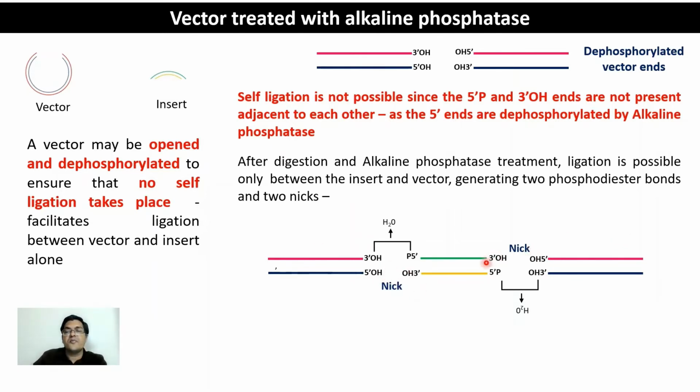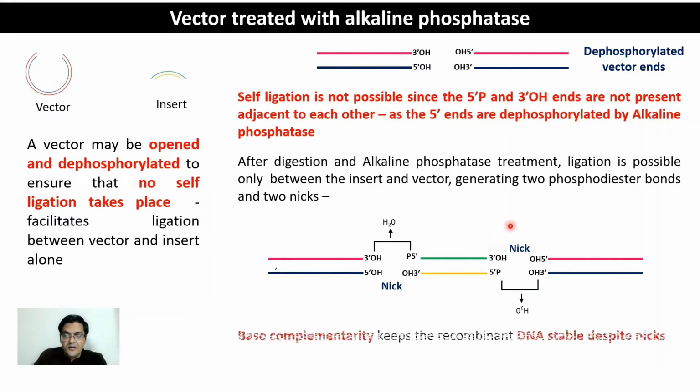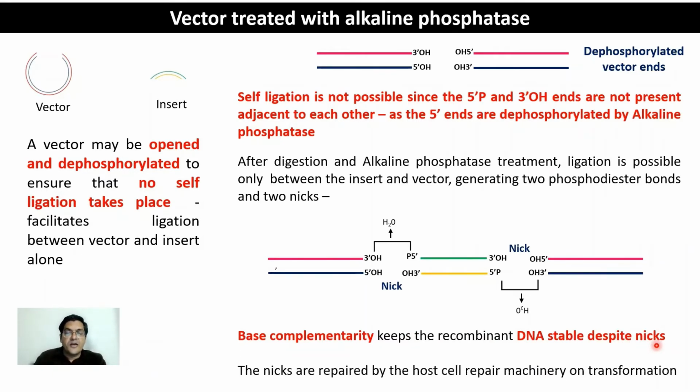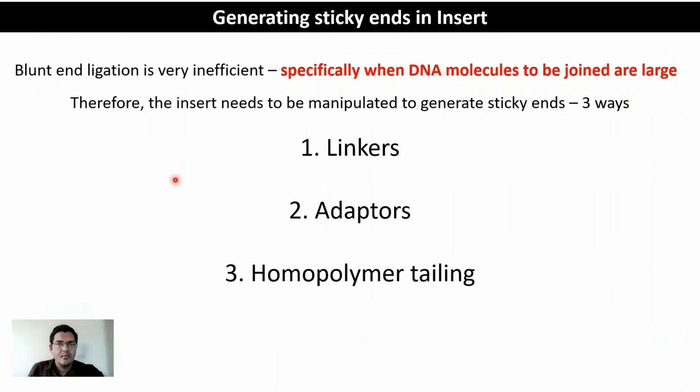So the two strands are complementary to each other. Therefore, the actual recombinant DNA is still stable. So base complementarity keeps the recombinant DNA stable despite necks. And then, of course, what happens is the necks are basically repaired after transformation using the host cell machinery, right?